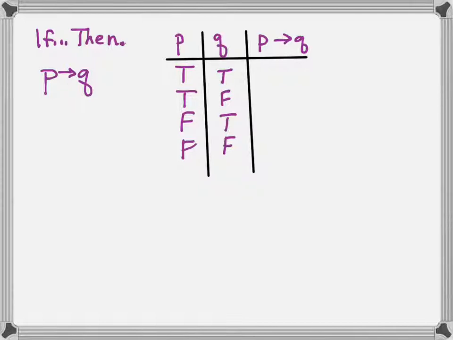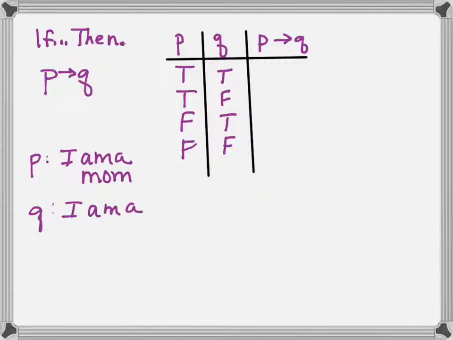We're going to use the phrase, for P, I am a mom, and for Q, I am a woman. Okay? So let's think about how this works.